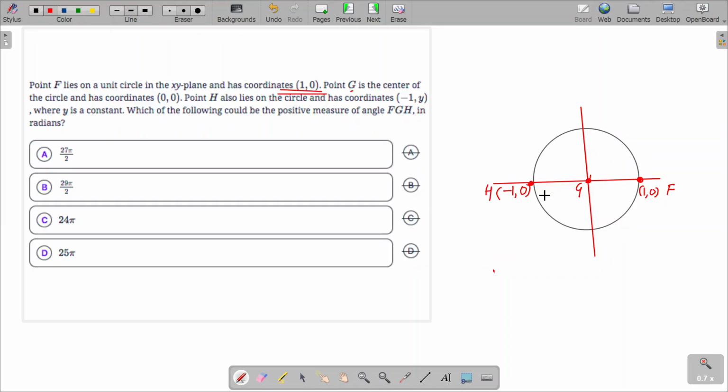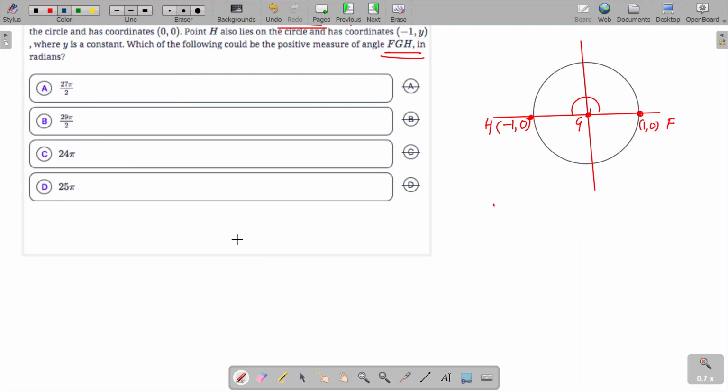What are they asking? They are asking you to find which of the following could be the positive measure of angle FGH. They are asking you to find out this angle. Now before we start this question, understand the concept behind it. Let's say there is a circle. I'm drawing a rough sketch. Let me draw the axes. Let's say one point is given here. So the coordinate of this point would be x comma y, right? And the angle which is formed between these two lines will be theta.